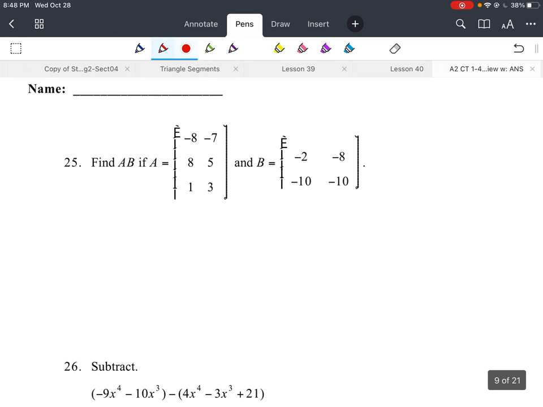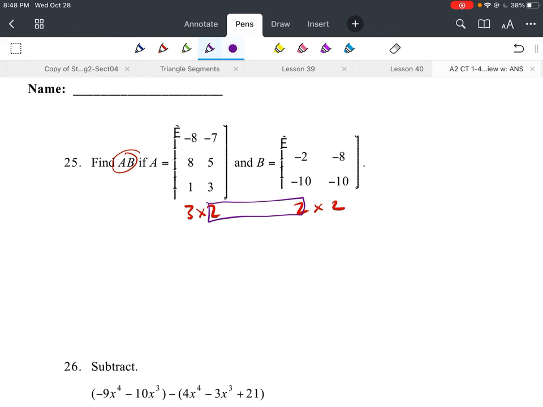All right, let's find A times B. The first thing to do when you're multiplying an A and a B is to check your dimensions. So this is 3 rows, 2 columns. This is 2 rows, 2 columns. So the question is, can you multiply these two? The answer is yes. Just check your middle numbers, and you're good to go.